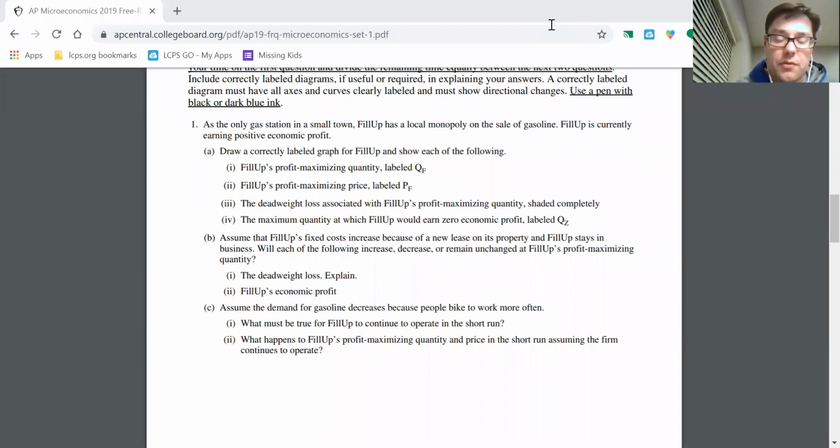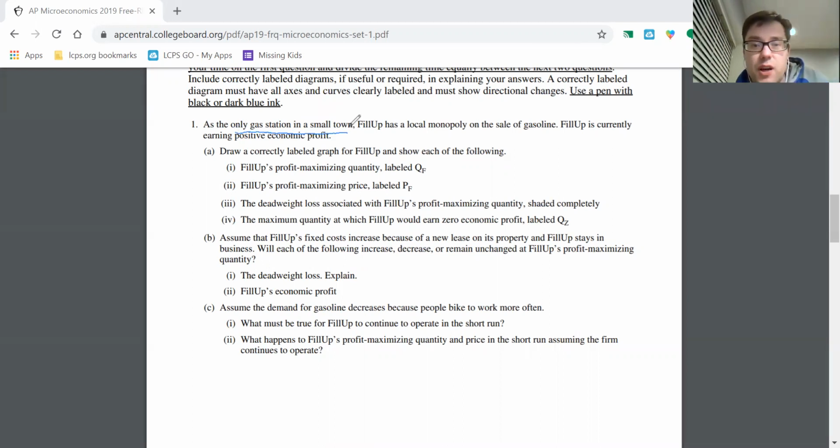Okay, so first thing we're gonna have to do, let's just read through the question here. As the only gas station in a small town, okay, let's underline that. Philip has a local monopoly on the sale of gasoline. Philip is currently earning positive economic profit. So they really kind of give you the key terms you need to know there.